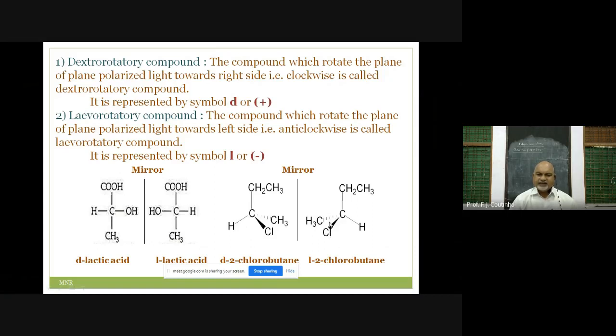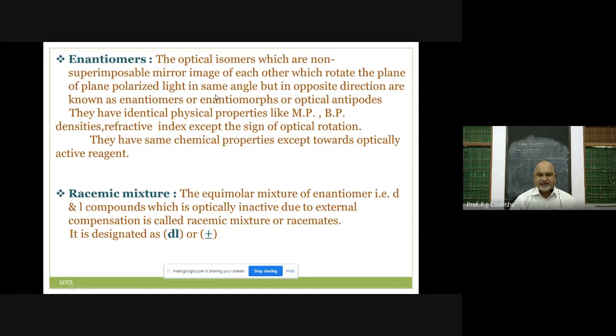Whereas levo is anti-clockwise, so it will try to rotate in it. So they are opposite in direction, but at the same angle. If this is rotating by 30 degrees minus, it will also rotate 30 degrees plus. So this is very important. So rotation is there, definitely, but they are opposite in direction. So in the same angle, 30 degrees, 45 degrees, or 60 degrees, whatever angle is there, but it is opposite.